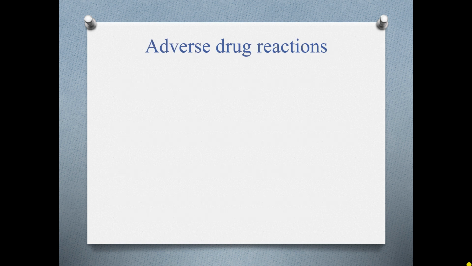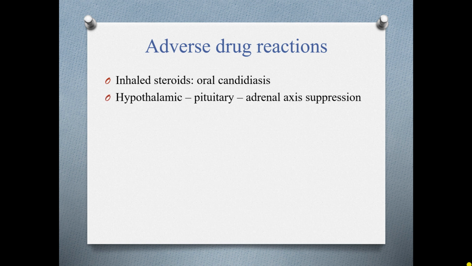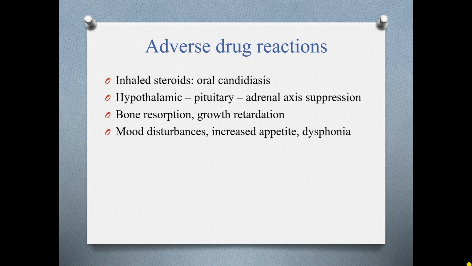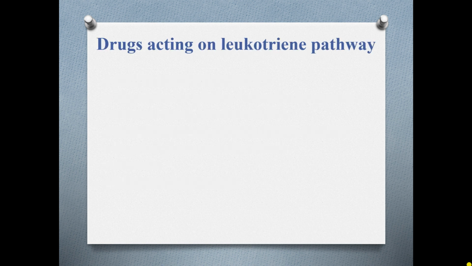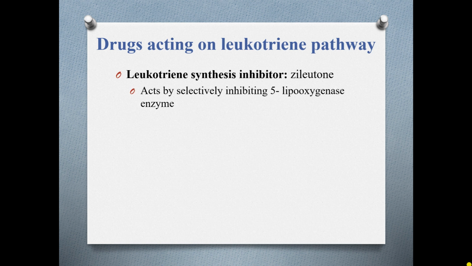What are the adverse drug reactions of corticosteroids? It may go for 2 to 3 slides, but you will be learning about them in detail in the endocrine system. Inhaled corticosteroid can lead to suppression of immunity in the oral cavity, which leads to oral candidiasis. Hypothalamo-pituitary adrenal axis suppression, bone resorption and growth retardation, mood disturbances, increased appetite, dysphonia, impaired glucose control in diabetics, cataract, skin thinning and purpura.